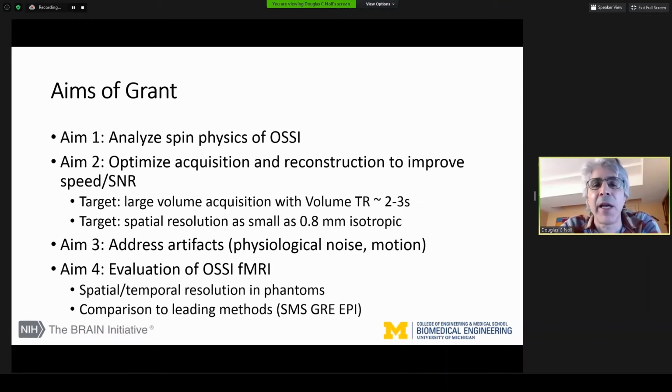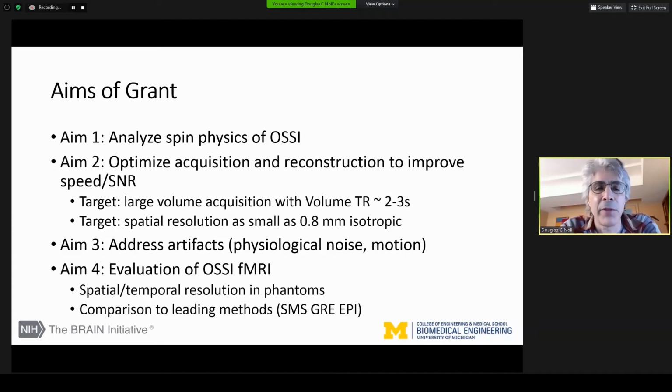The first aim is to analyze the spin physics of oscillating steady state fMRI. The second aim is to optimize the acquisition and reconstruction, or improve the speed and SNR of the imaging. There we have a couple of targets that we're shooting for. In terms of temporal resolution, we're shooting for a volume TR of 2 to 3 seconds. So this is not going to be as fast as, say, simultaneous multi-slice imaging. And we have a target spatial resolution, and we have a couple different studies proposed, but one of the goals is to get to 0.8 millimeter isotropic spatial resolution in our final version of this.